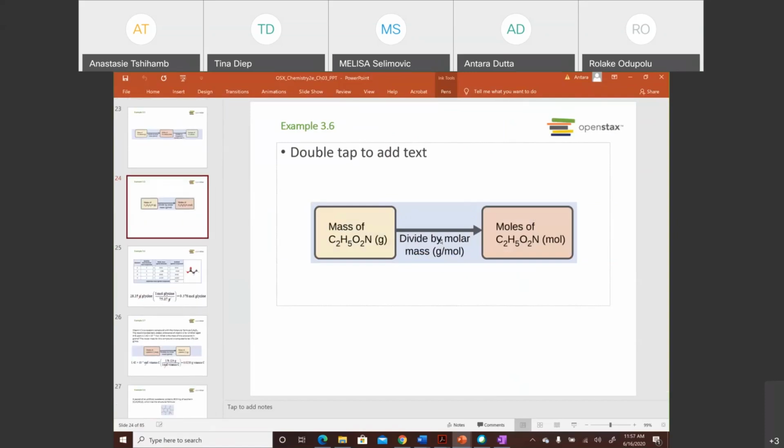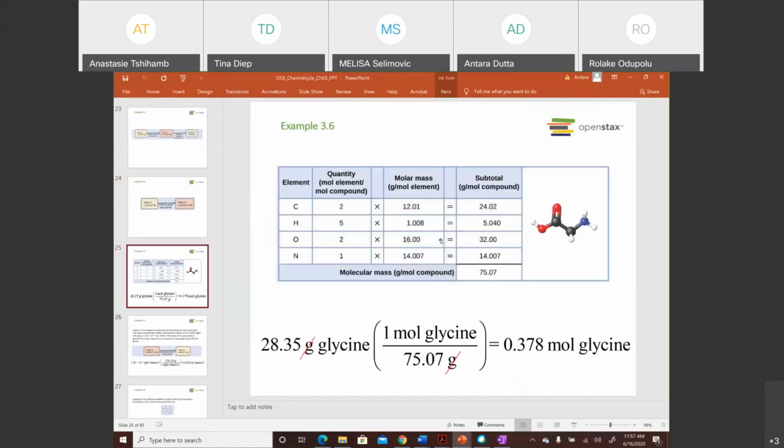So let's say this one. So you are given 28.35 grams of glycine. Okay. Glycine has a formula like this, C2H5O2N. So you calculate the molecular mass of glycine and then you convert the grams to moles using the molar mass as a conversion factor. Okay. So 1 mole on the top and molar mass on the bottom. So that grams will cancel out and you get the moles.